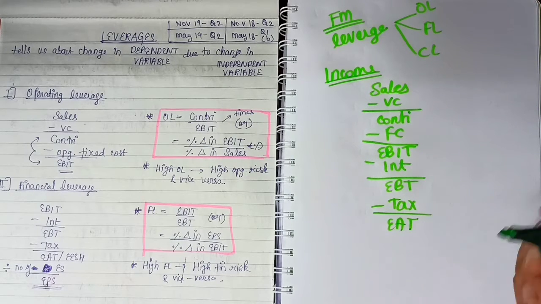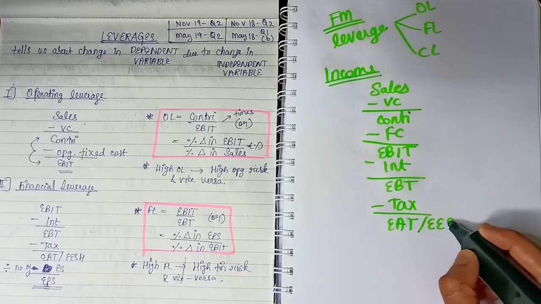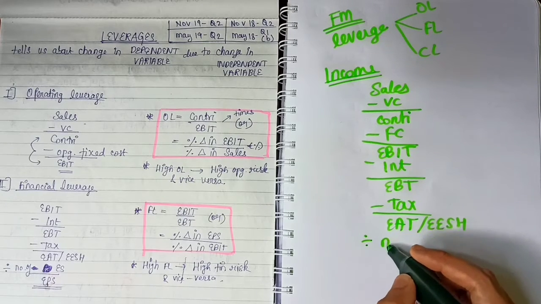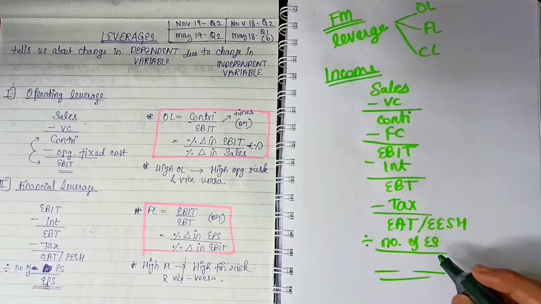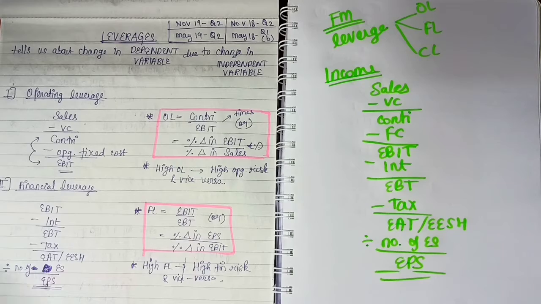So earnings after tax, in this leverages chapter we presume that there is no preference dividend. So your earnings after tax will also become your earnings to equity shareholders. From that you have to divide your number of equity shares that you have in the organization, and you will get your earnings per share. So make sure you learn this income statement before you understand the chapter thoroughly.